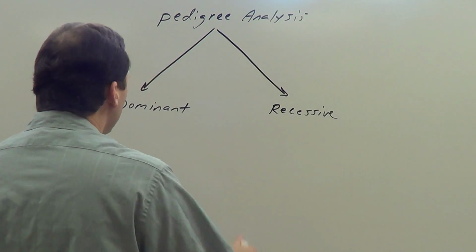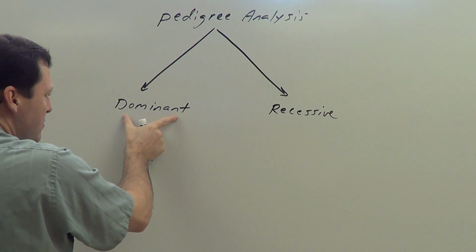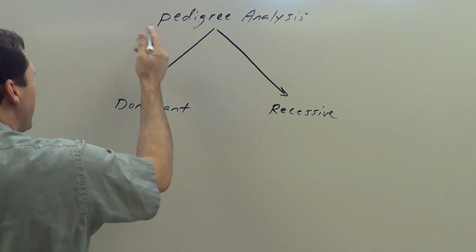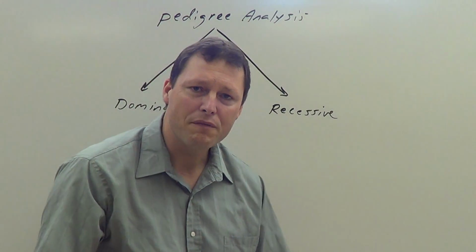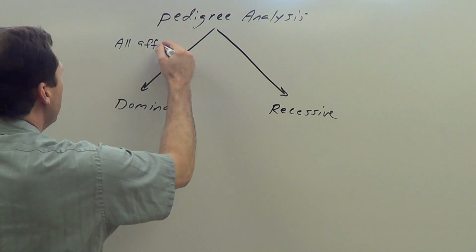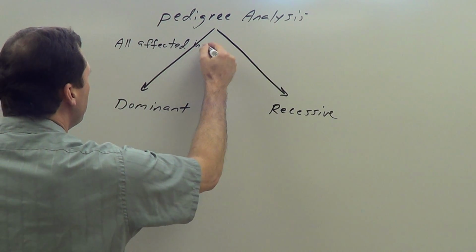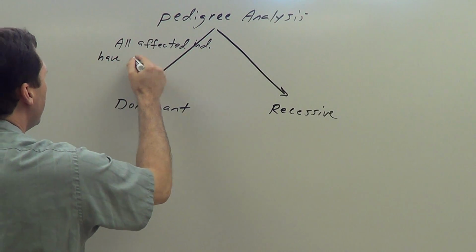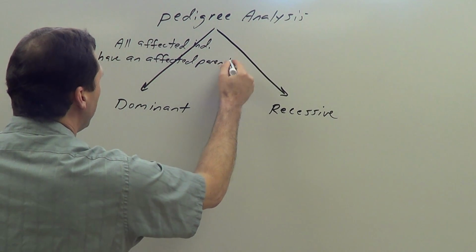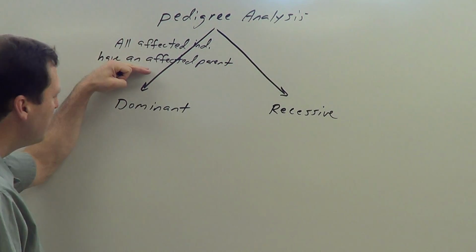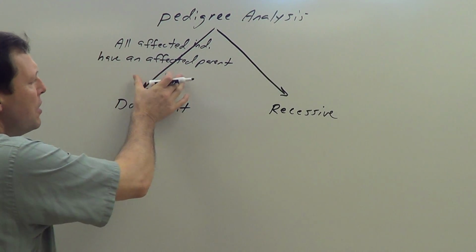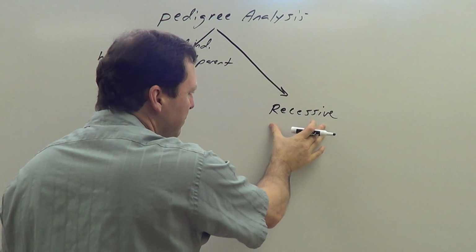How are we going to do that? Well, we're going to start out by seeing if it's actually dominant. And if it is, all affected individuals are going to have an affected parent. So all affected individuals have an affected parent. If that's true, then we're going to assume that it's dominant. If that's not true, then we're going to assume that it's recessive.